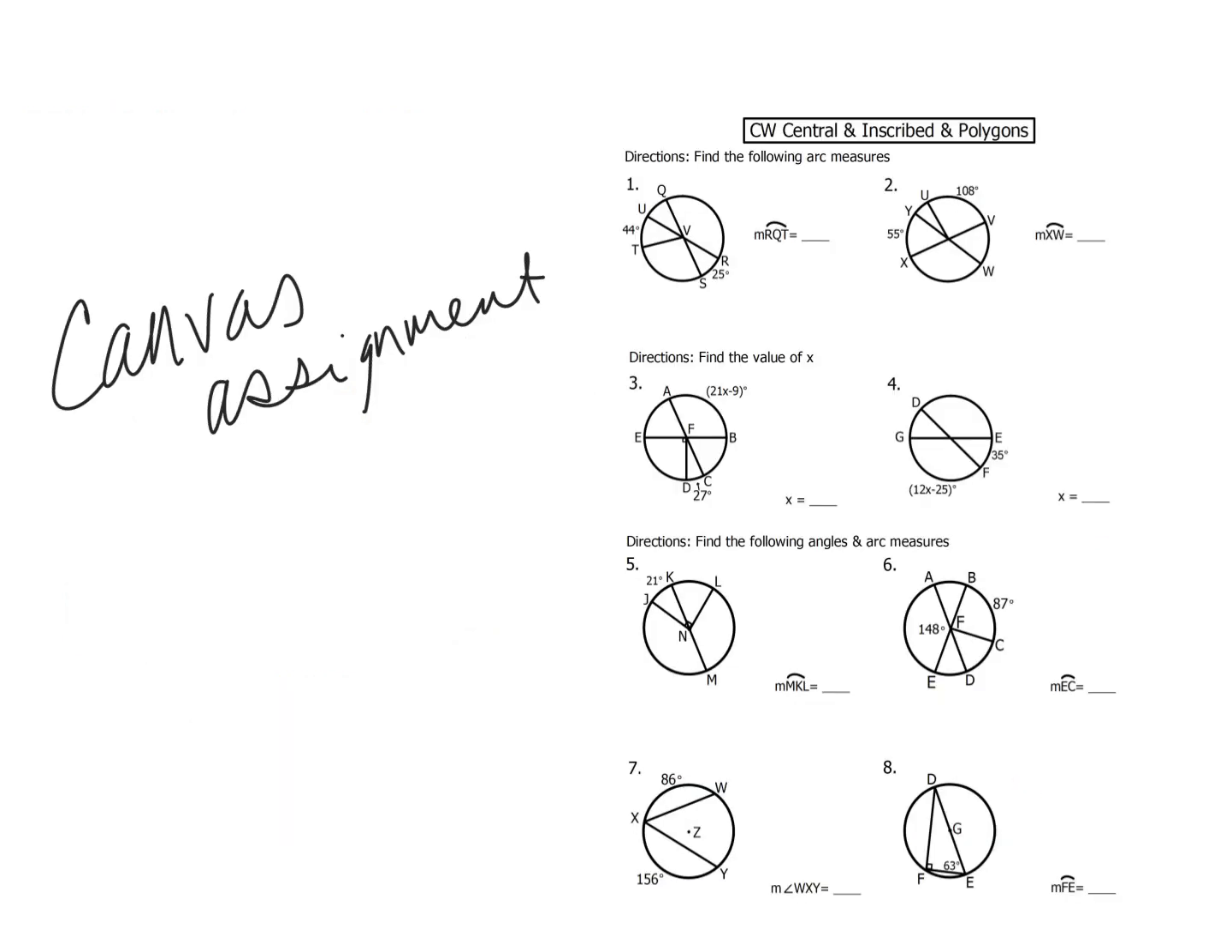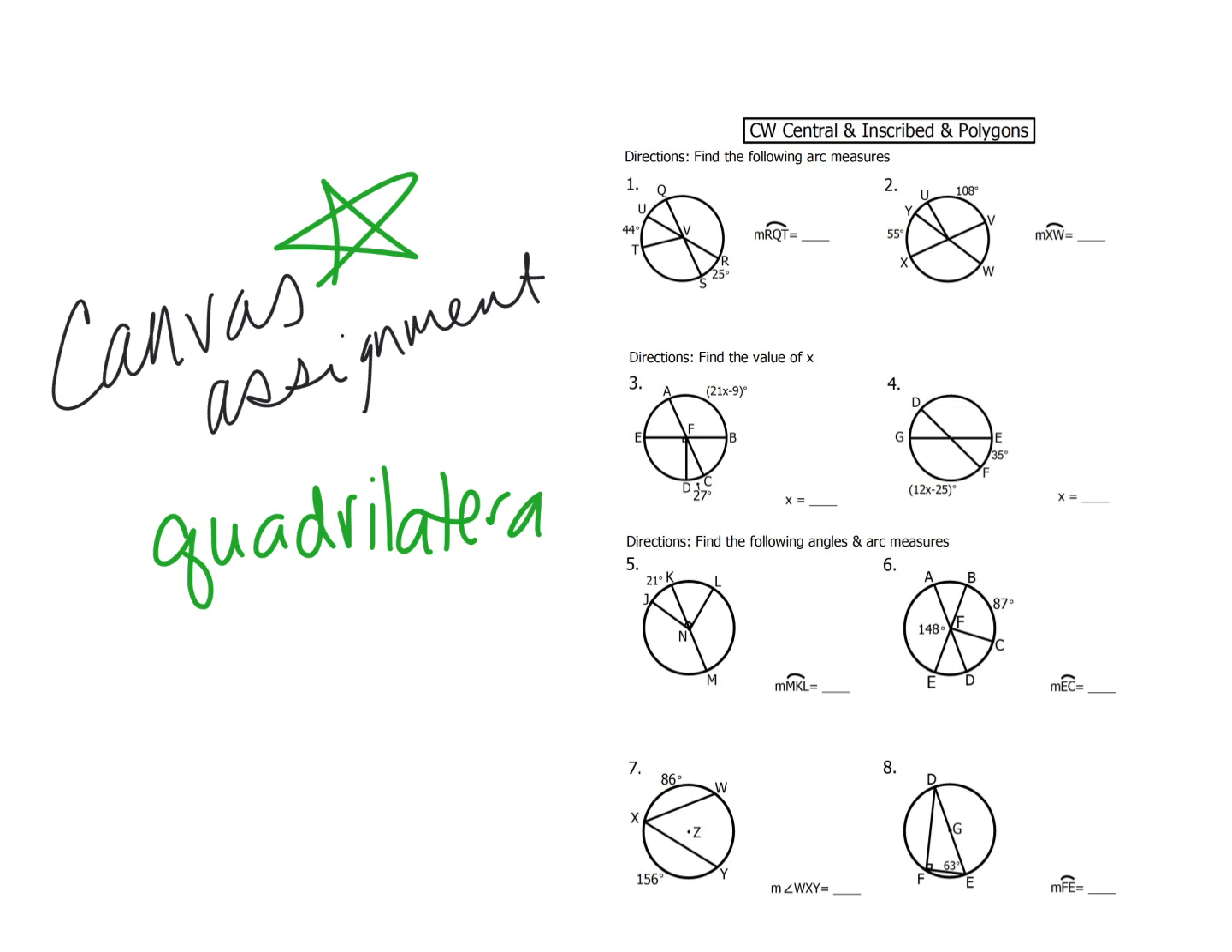Okay, we're ready to practice what we've covered here with the inscribed polygons. You do have a practice worksheet in your folder that also will focus on the central and inscribed angles as well as the polygons. The Canvas assignment will focus on polygons. So I want you today to be working on the Canvas assignment. Please understand that there's going to be inscribed quadrilaterals, which is what this lesson was on, and focus on that special property that opposite angles are supplementary.